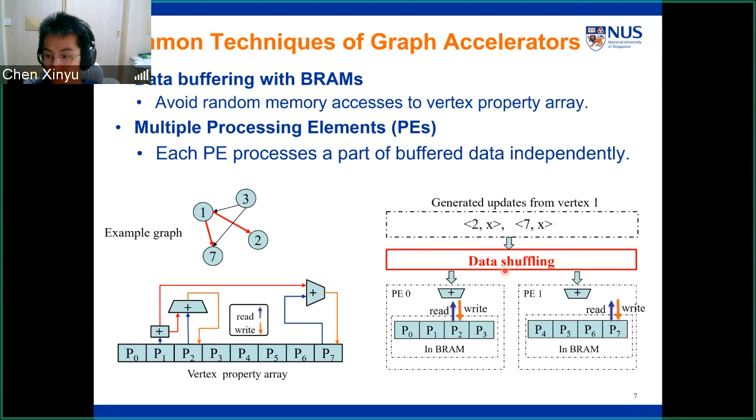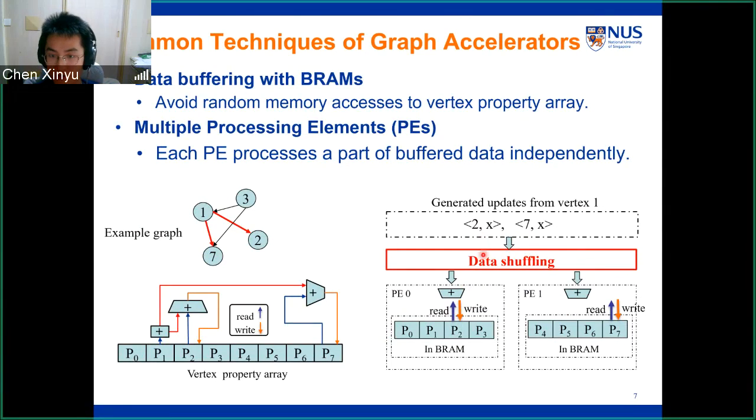So here we need data shuffling logic to dispatch this data to different PEs at runtime. In this example, the connection is static because it demonstrates this example graph. But in reality, the edges can be arbitrary. So we need logic to assign this data to arbitrary PEs at runtime according to their destination vertex.